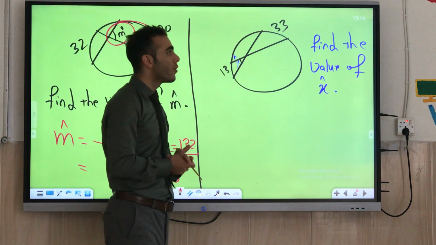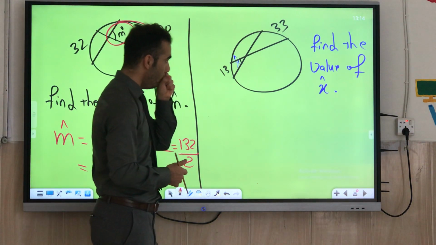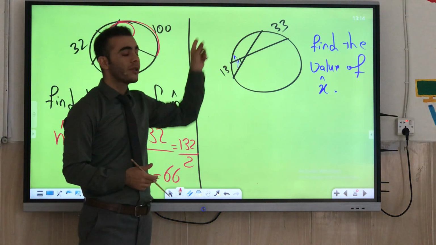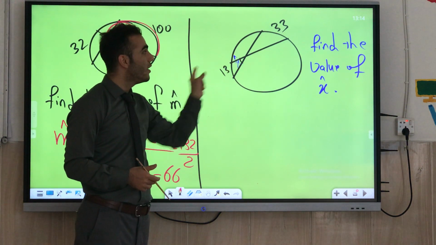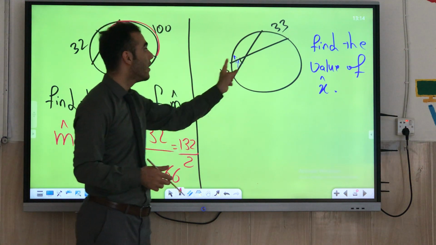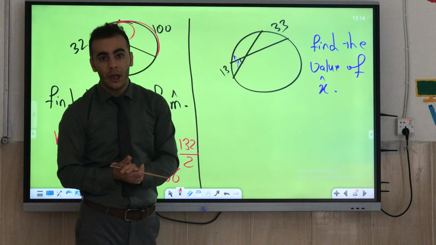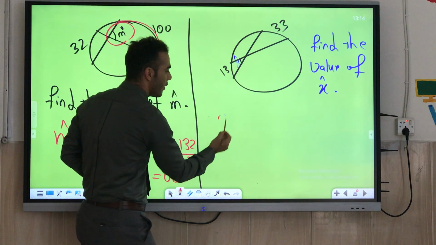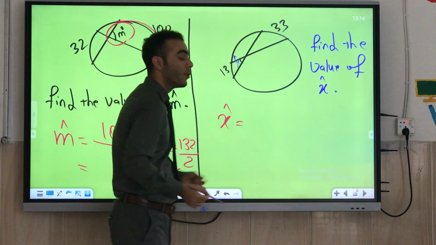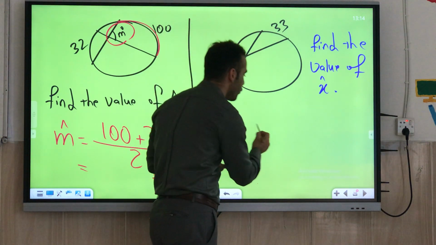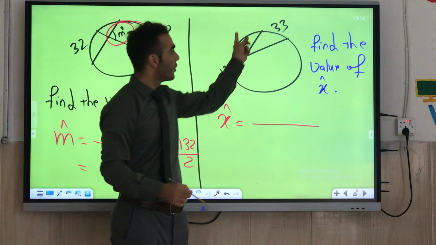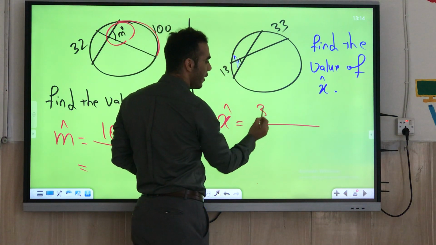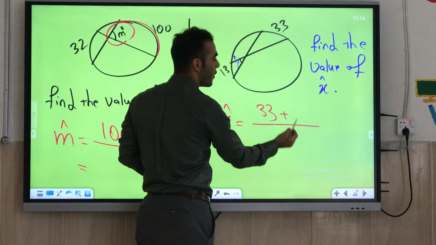Here we have one more example. In this example, again, we have a circle and two chords that intersect each other, and again they form an interior angle. Then the question calls that interior angle X. We said that it is equal to the sum of intercepted arcs. Right now that one is 33, and here we have 13.